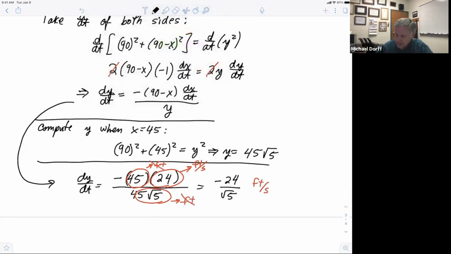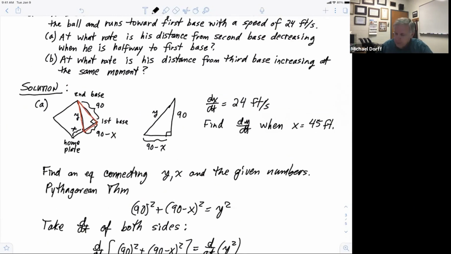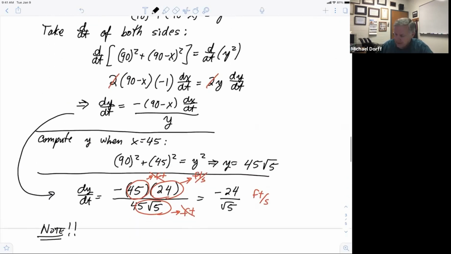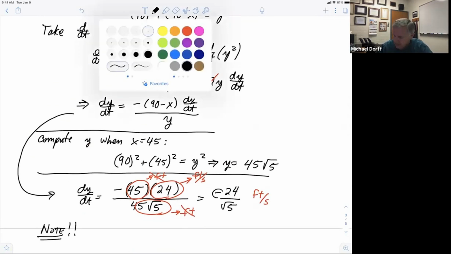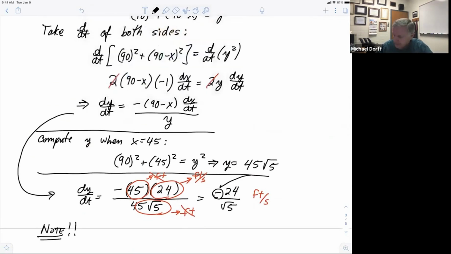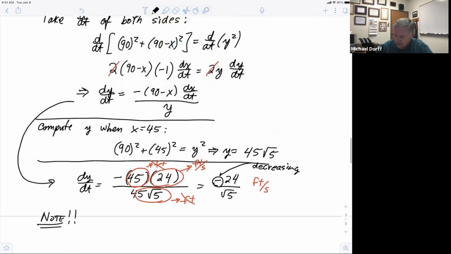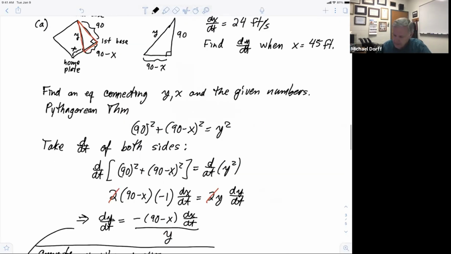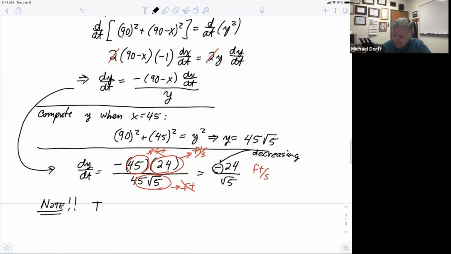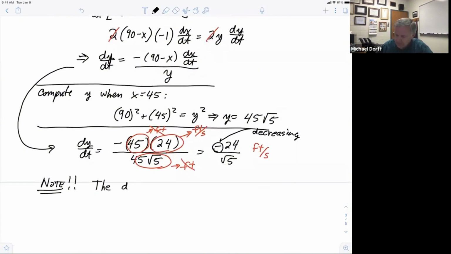Now, one thing to be careful about here. So note, this is really important. The original problem says for part A, at what rate is the distance decreasing? That is why we have a negative number here. That represents decreasing. So when I write my final answer, again, I'm looking for at what rate this distance is decreasing. So the distance is decreasing at 24 over square root of 5 feet per second.